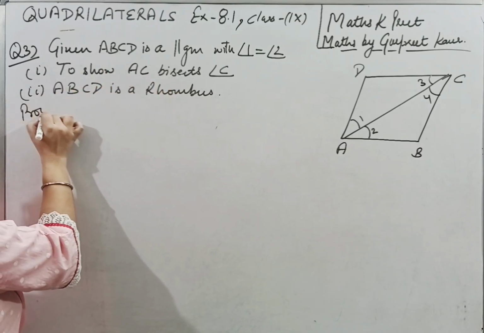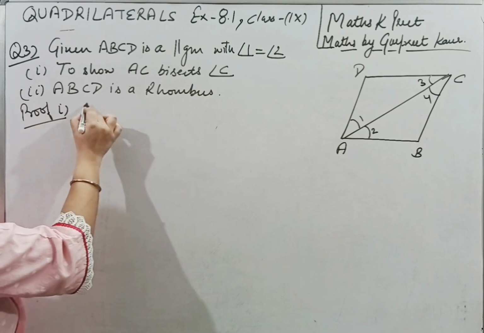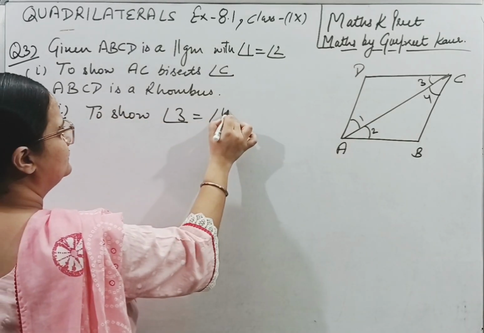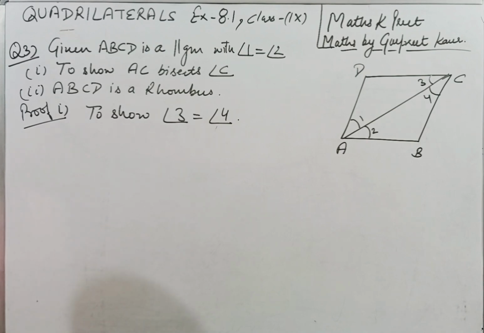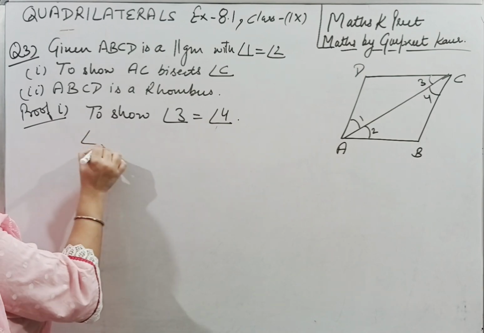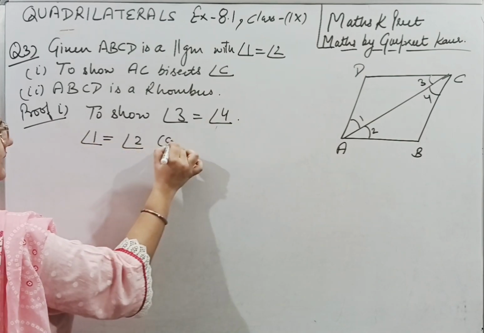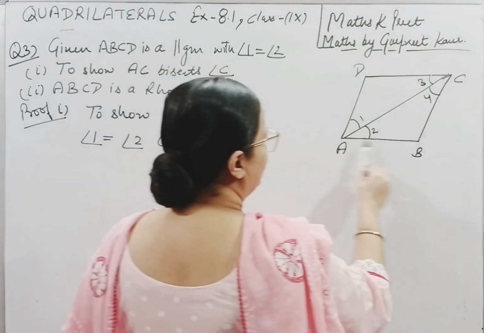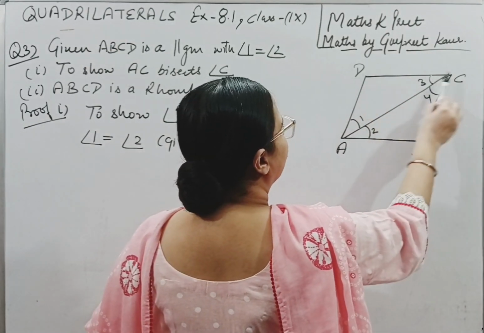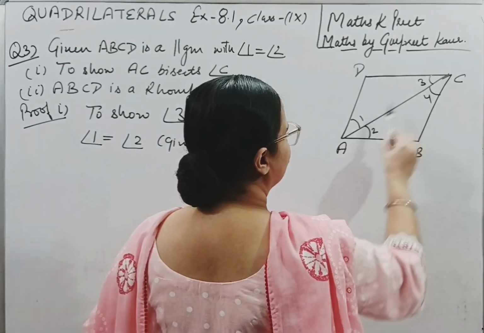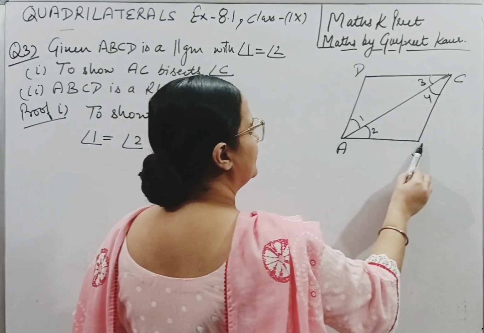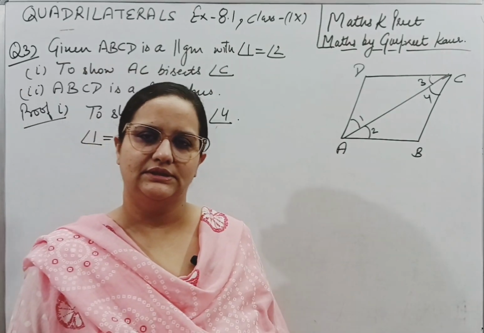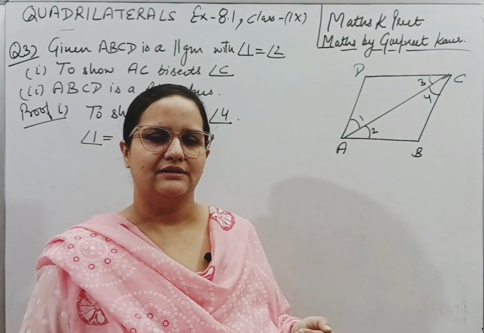So proof of first part, to show angle 3 is equal to angle 4. So what I have, angle 1 is equal to angle 2, that is given to me. Fine. Now this is a parallelogram, AB is parallel to CD. Then if AC is acting as a transversal, then this pair of angle 3 and angle 2 is making a pair of alternate interior angles. So we know that these angles will be equal.